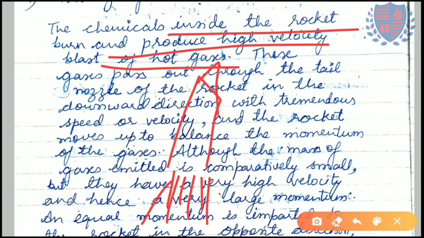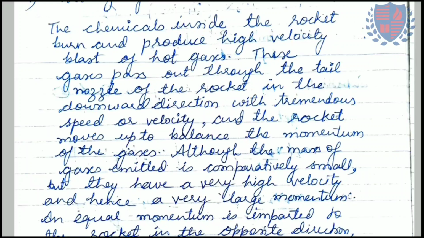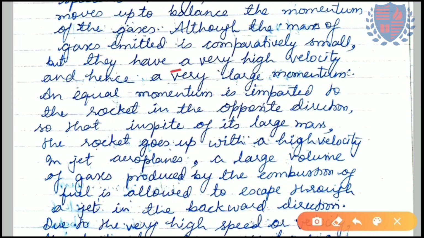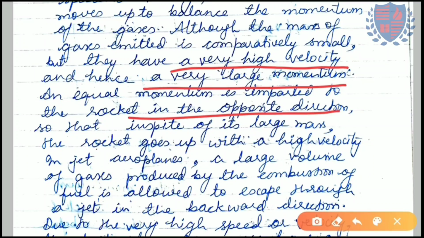The gases pass out through the tail nozzle of the rocket in the downward direction with tremendous velocity, and the rocket moves up to balance the momentum of the gases. Although the mass of the gases emitted is comparatively small, they have a very high velocity and hence a very large momentum. An equal momentum is imparted to the rocket in the opposite direction. So, in spite of its large mass, the rocket goes up with a high velocity.